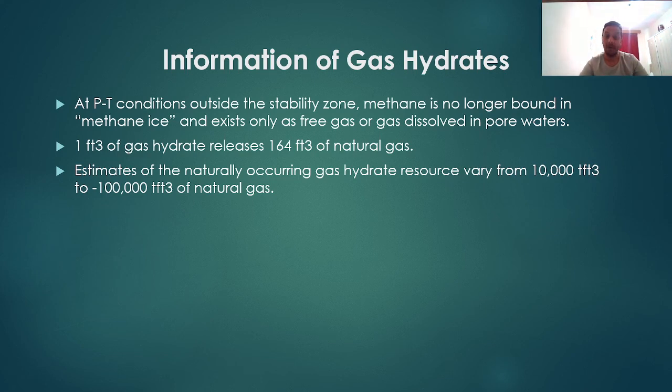One of the most important pieces of information for gas hydrate is that 1 cubic foot of gas hydrate releases 164 cubic feet of natural gas. That's a huge amount. And estimates of the naturally occurring gas hydrate resource vary from 10,000 cubic feet to 100,000 cubic feet of natural gas.